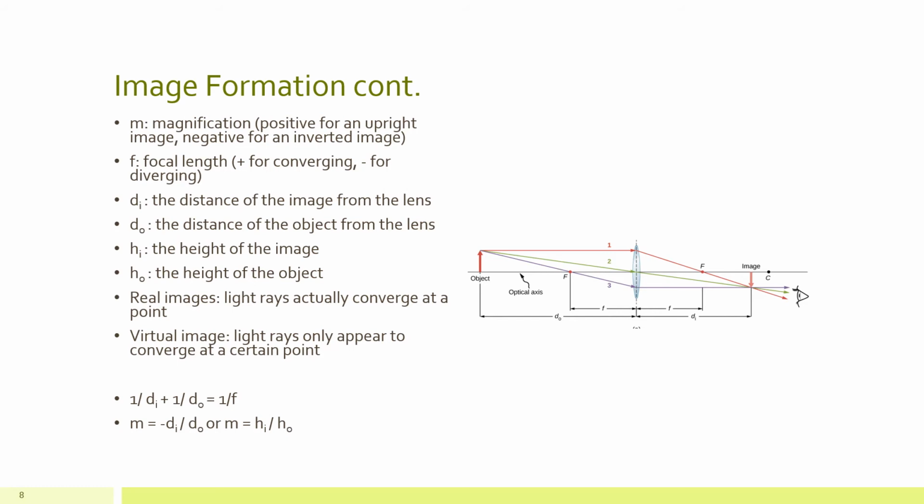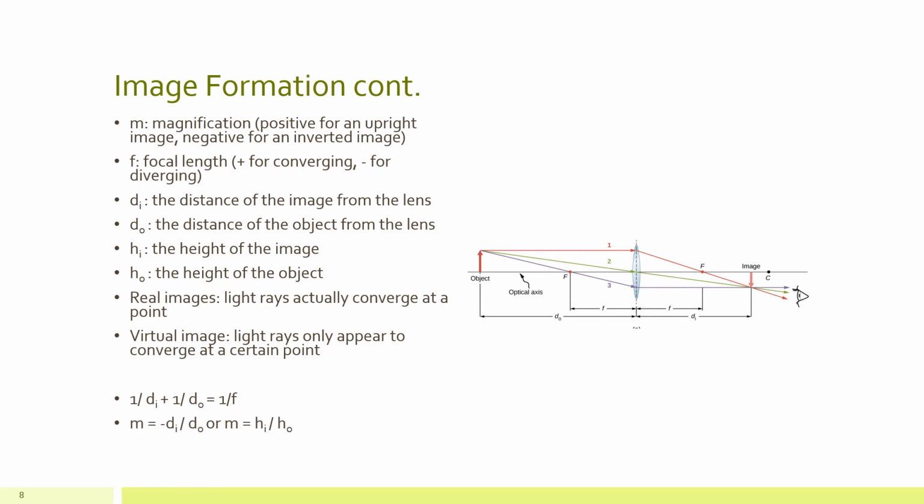Next, let's go over M, which is magnification, which just tells us how much bigger or smaller our image is than our object. So if our object is smaller than our image, that means that our image has been magnified and M will be greater than 1. If our image is smaller than our actual object, it means that our image has been demagnified and M will be less than 1. And another note, M is positive for an upright image and negative for an inverted image.